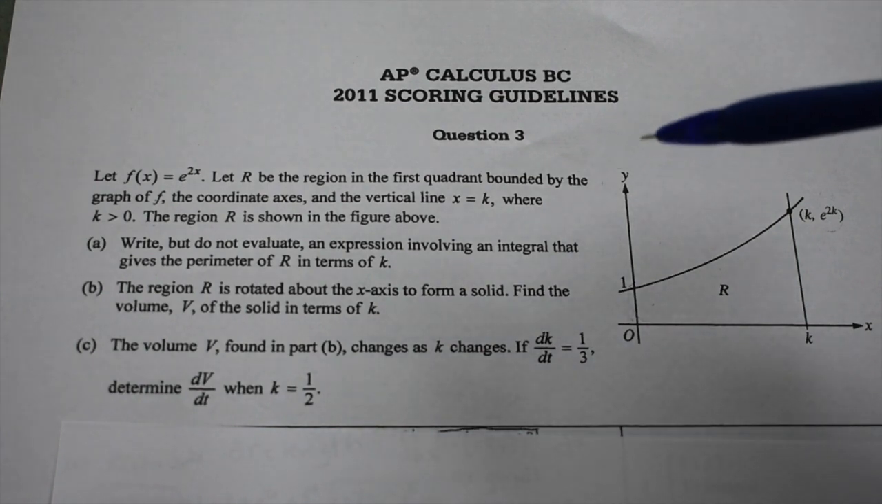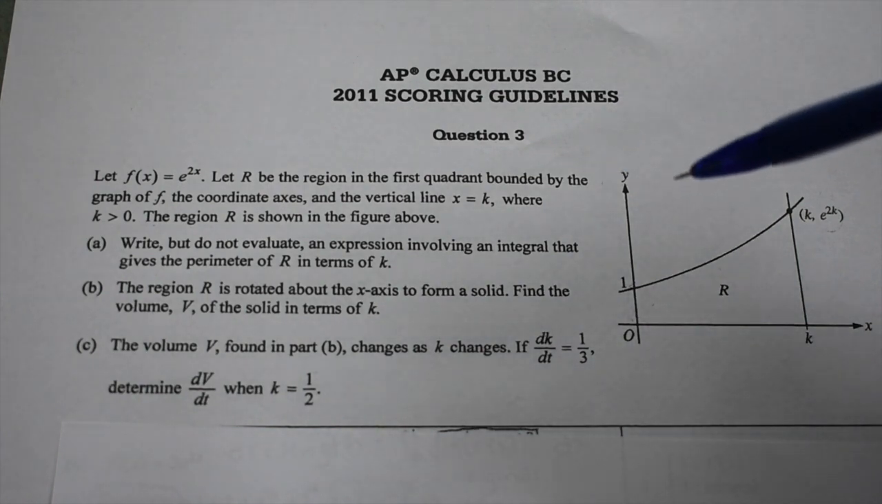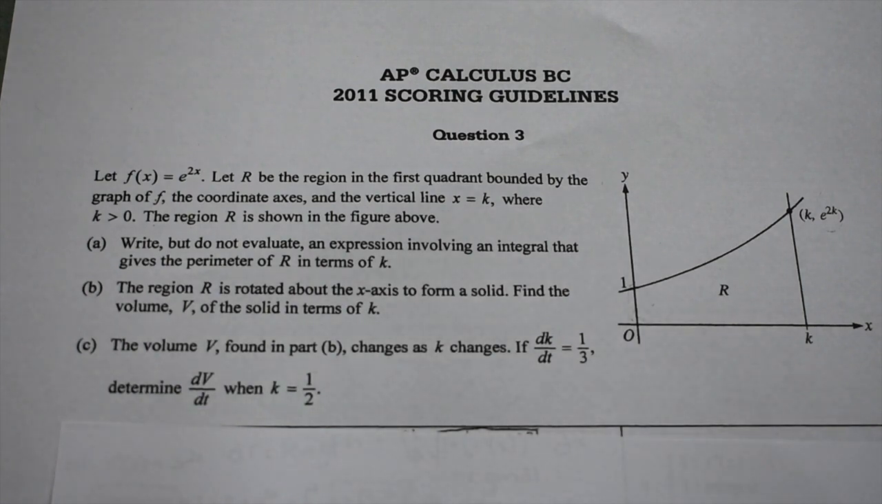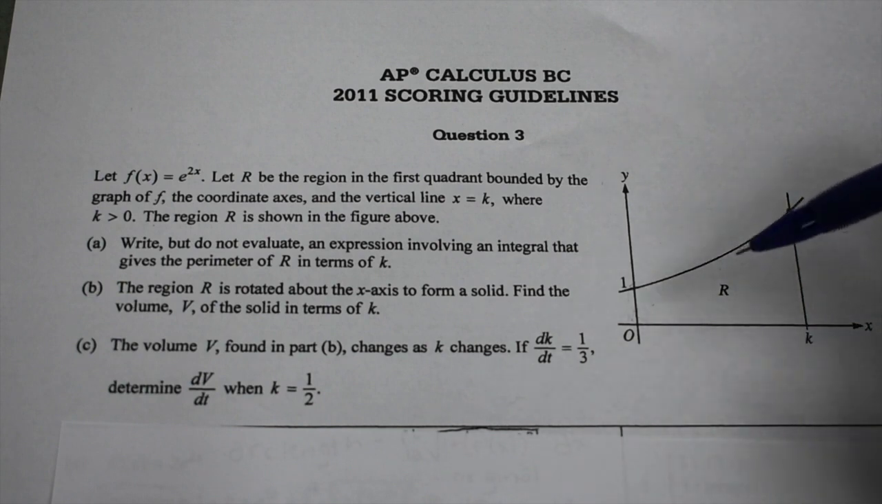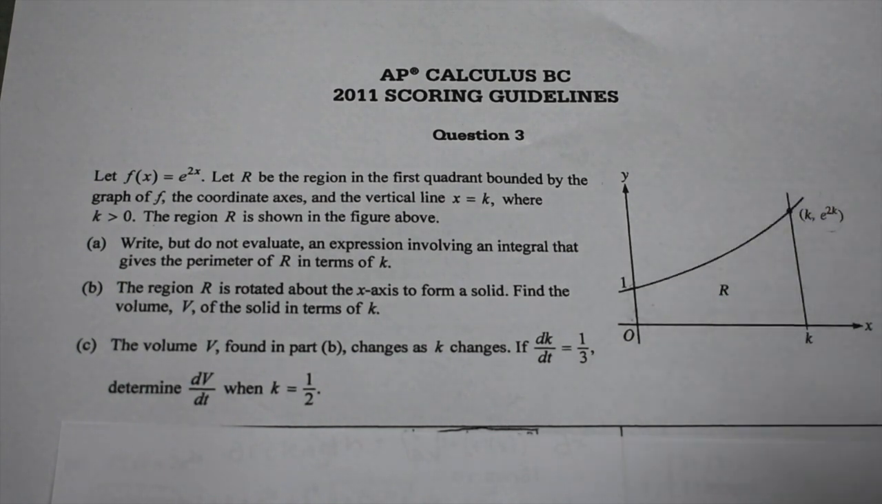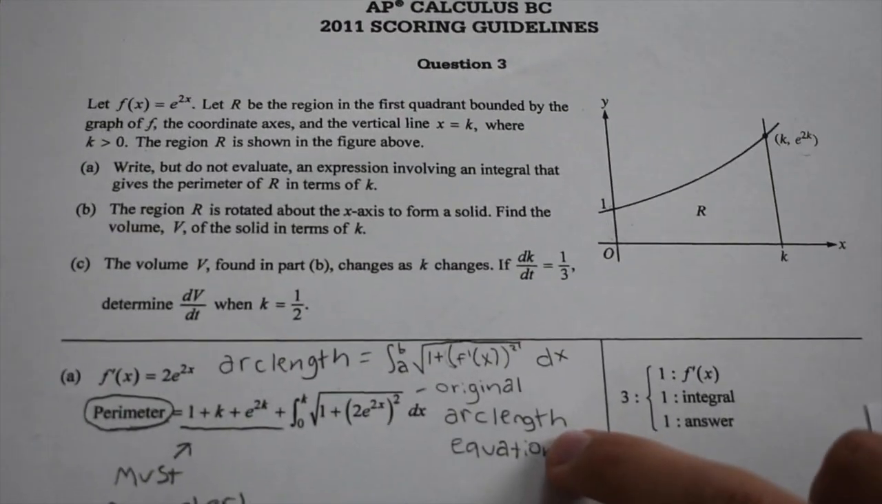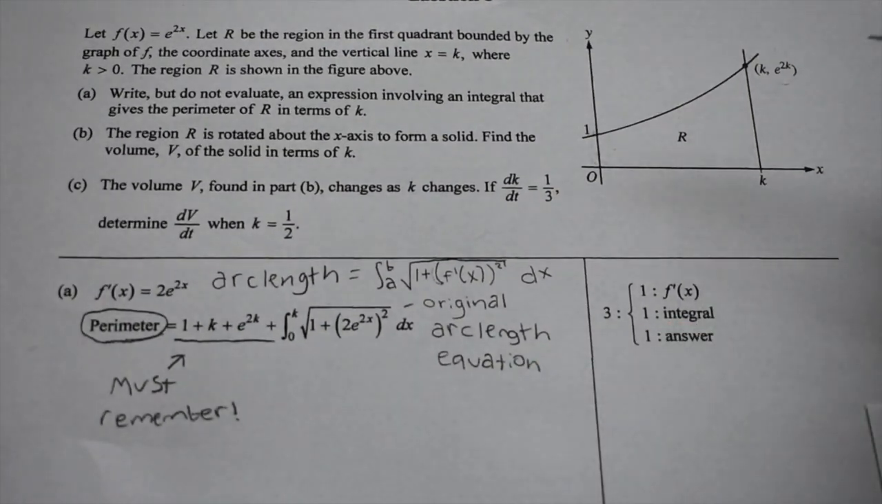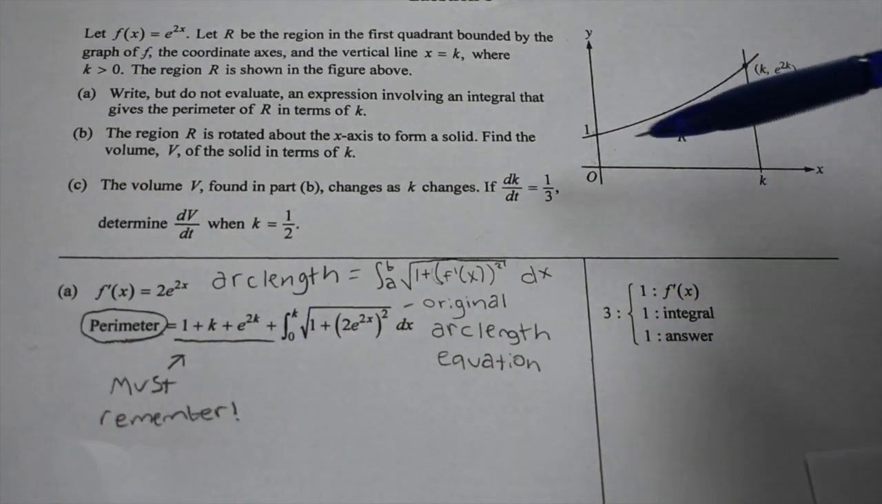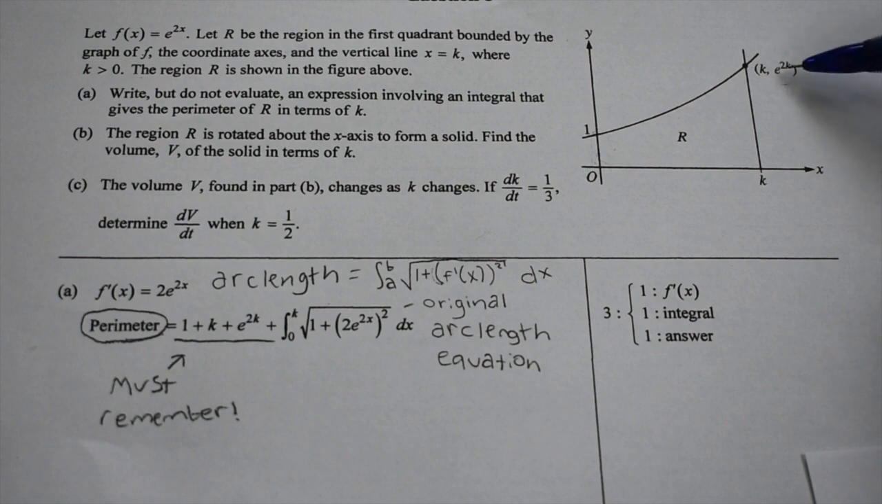The first part of this question is asking us to write an expression involving an integral that gives the perimeter of R in terms of k. A lot of us, when we see that, automatically jump to arc length. But an easy thing to forget is that it's asking us to find the perimeter of this whole shape. So we need to remember to add this part, and this part. And right here they do that: 1 plus k plus e to the 2k.